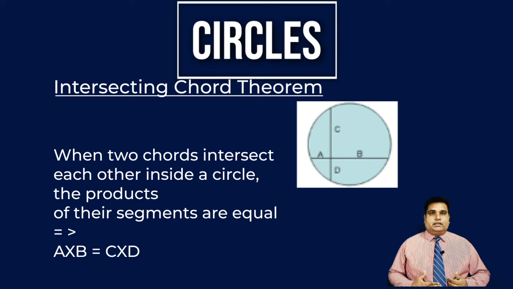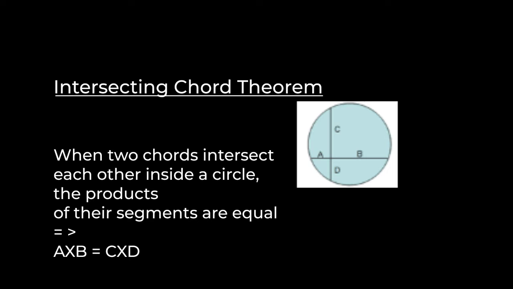So A into B will be equal to C into D. This is a very simple theorem: if two chords intersect each other, the products of their segments will be equal.